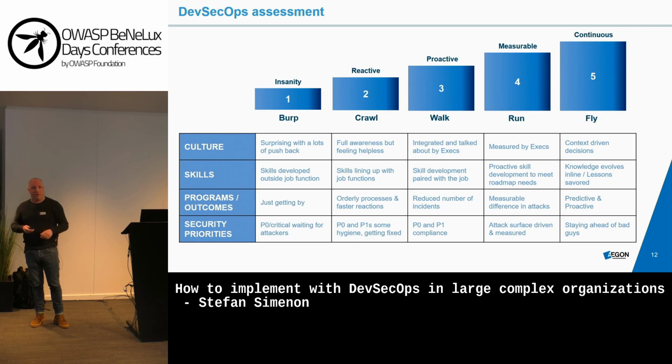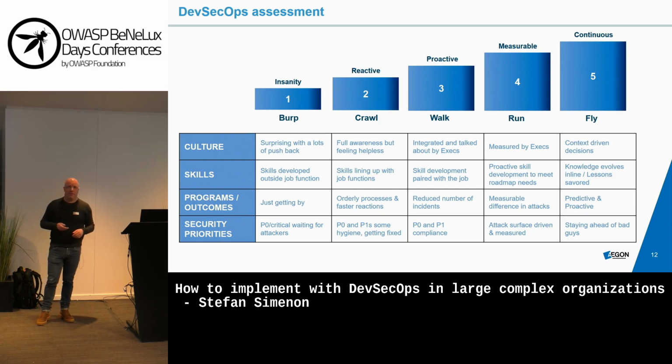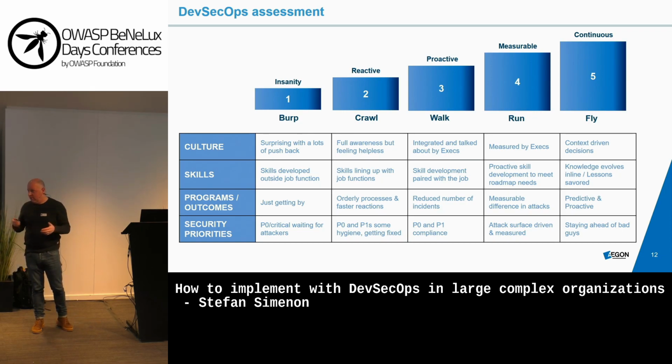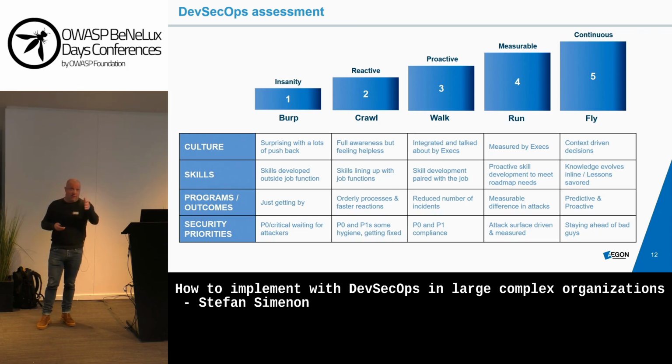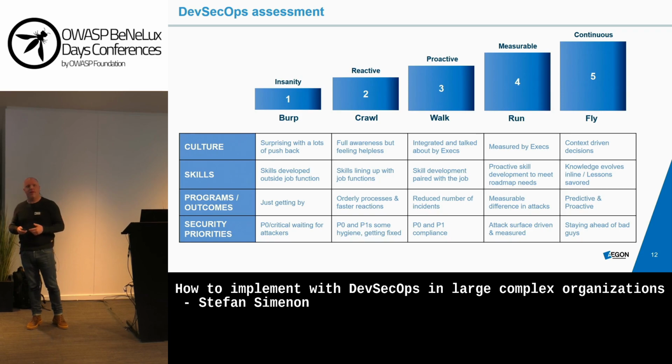So, for example, culture is an important thing. If you are very mature, then you have context-driven decisions, and executives are heavily involved. If you are immature, then you are surprised. Then you have lots of pushback within the organization. Skills. Make sure that is part of your job description. Make sure that there is continuous learning.